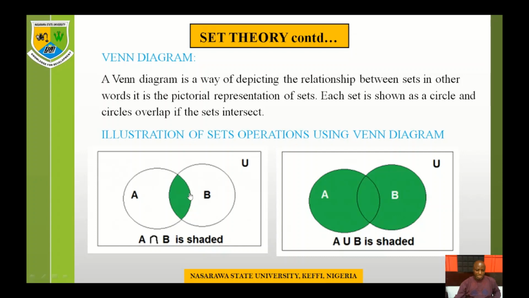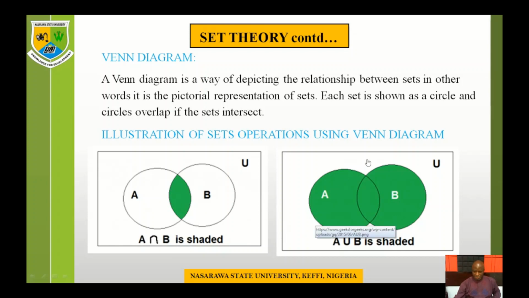This is one circle, call this one set A, and this is set B. They overlap each other. The middle part that is overlapped, we call the common part. We can call it the intersection of the sets, or the common elements between A and B. And it is shaded. A intersection B is shaded green.